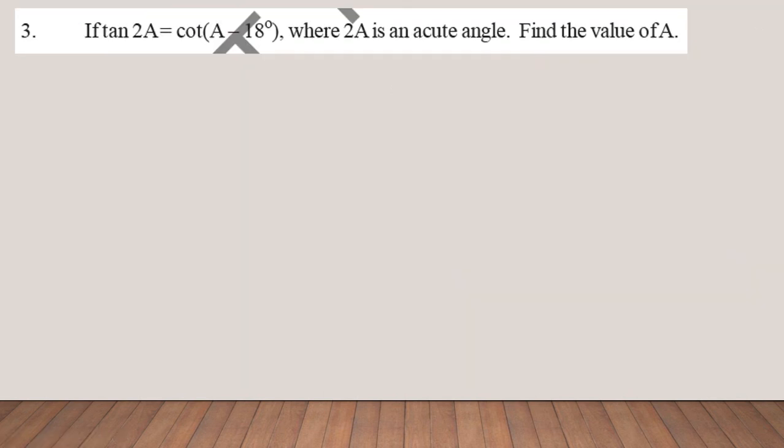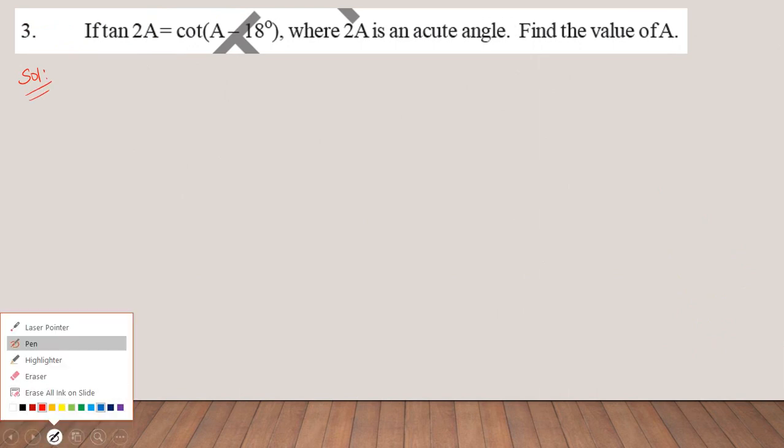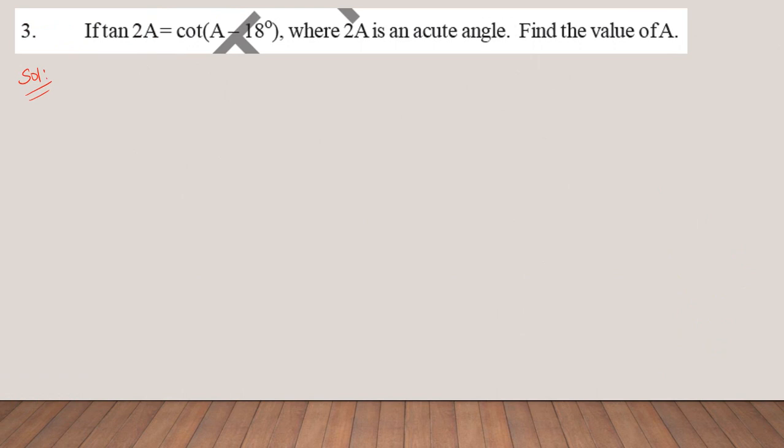Next, same question, given in your exercise, right? Now let us see how we can solve this. What he has given, tan 2a is equal to cot of a minus 18 degrees. Here we are having tan and cot, so tan and cot are complement to each other. Then from this, what I can simply say is, don't change this particular ratio because it contains two terms and the two we are having minus sign here, so don't get confused.